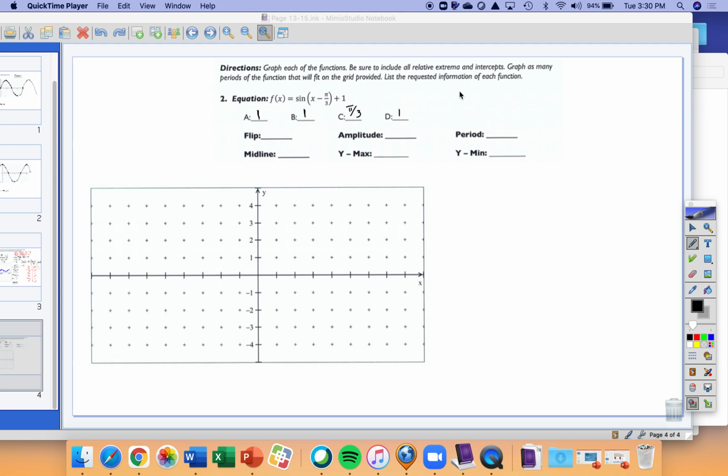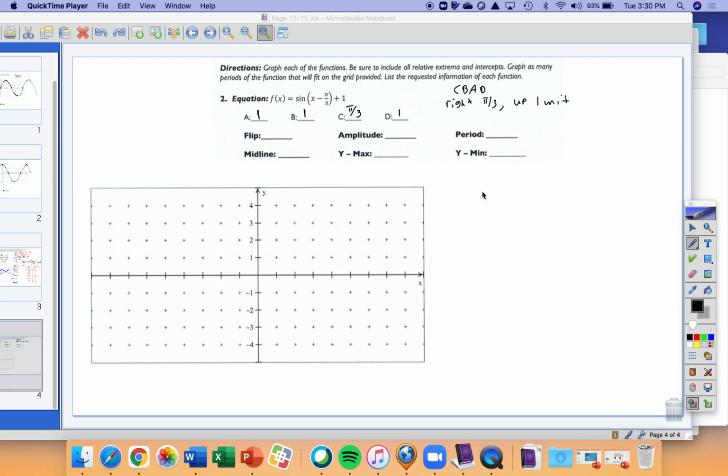So if we were doing transformations in the order of C-B-A-D, well, C would be pi over 3, so we're going to go right pi over 3 units. B is 1, so nothing changes. A is 1, so nothing changes. And D is 1, so we're going to go up 1 unit.